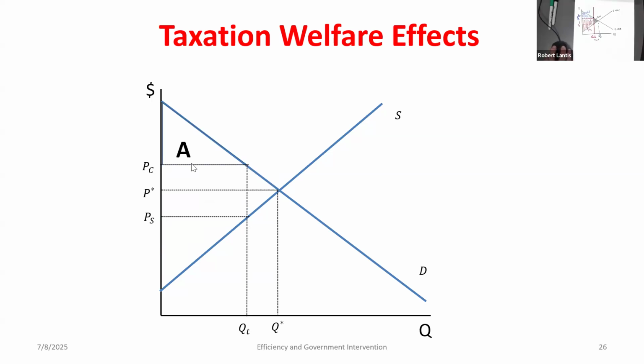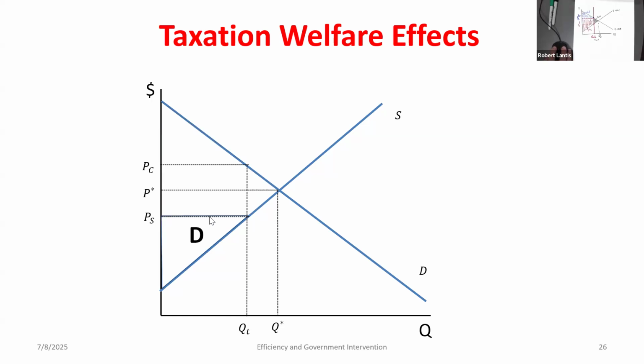So this area A would now be consumer surplus, the area below the demand curve but above the price that consumers pay. So they lost out on what? B and E, right? Consumer surplus before, the area above that equilibrium price but below the demand curve, was this entire triangle. So consumers lose surplus here and here.